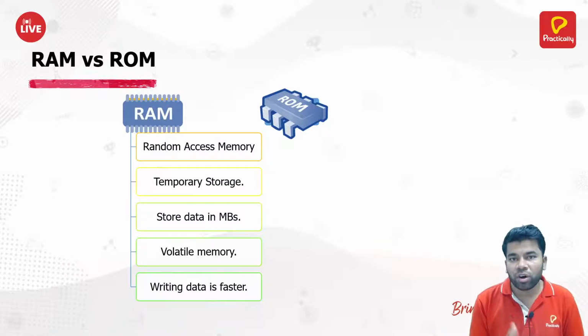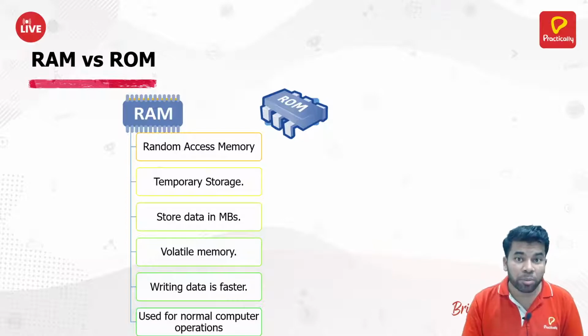RAM provides faster access for writing the data. Writing the data means whatever data we are providing to the computer system, RAM will read that data very fast compared to the other devices. That's why if your RAM is good, your computer will work faster. Okay, 4 GB, 8 GB, 16 GB.